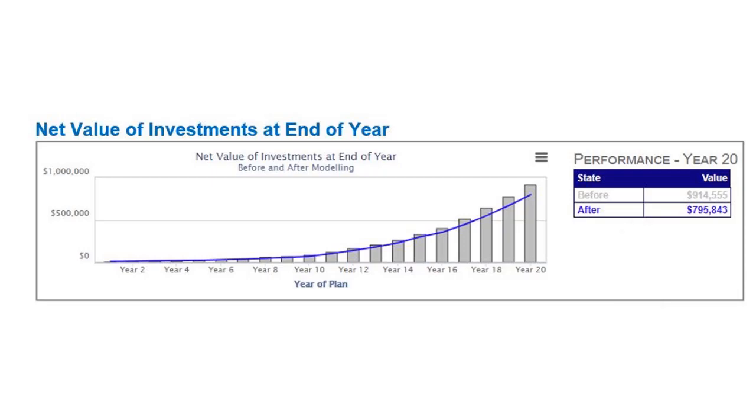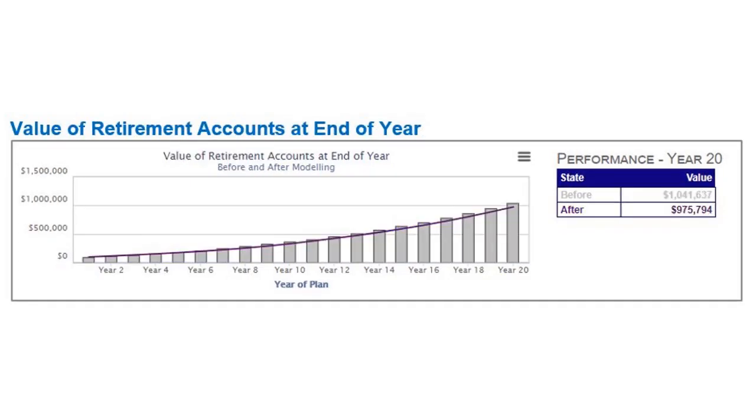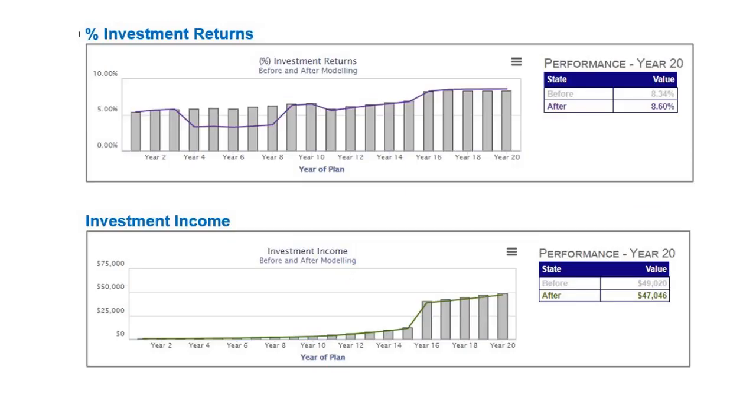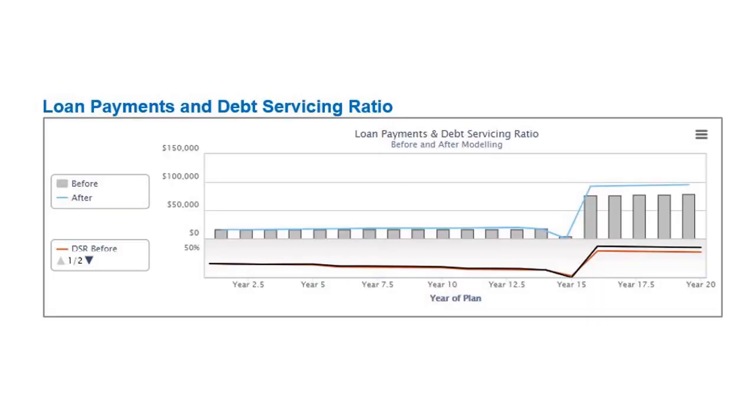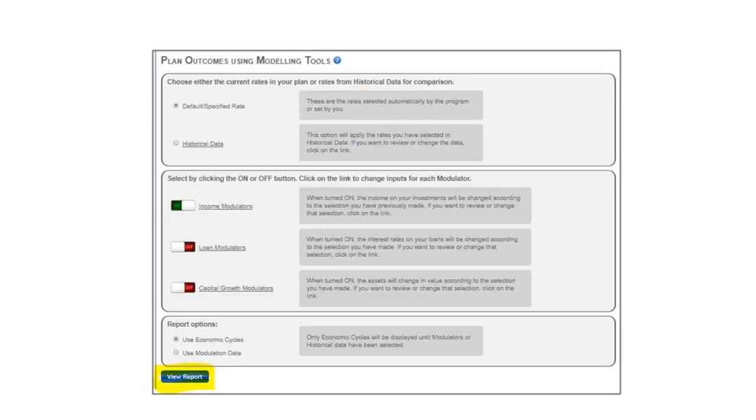The graphs are net value of investments at end of year, value of retirement accounts at end of year, percentage of investment returns, loan payments and debt servicing ratio. On the plan outcomes using modelling tools, there are a number of options you can select for your report. The Use Economic Cycles is always listed, and then either the Use Modulator data or Historical Data will be displayed only if one of the sections has been activated.